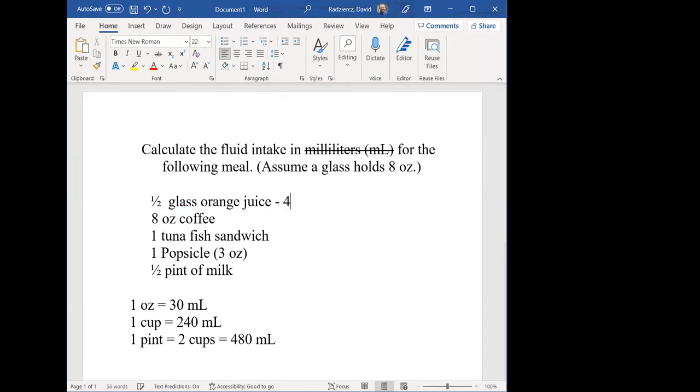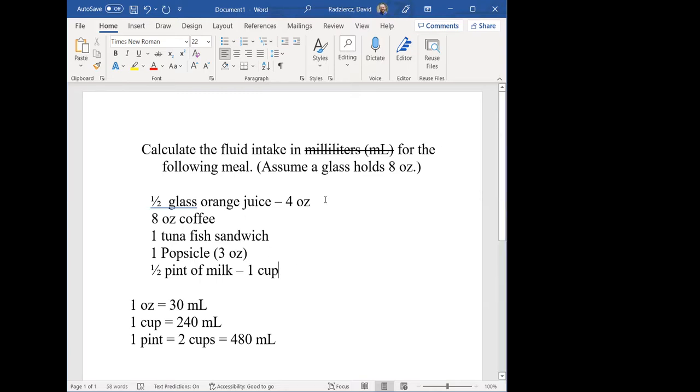And we know that this is 4 ounces of liquid. We know that this is 8 ounces. Tuna fish, we can say that's no ounces, right? So that's not liquid. Is a popsicle considered a liquid? What do you think? Yes. If instinctively you said yes, that would be the correct instinct because it's just frozen liquid, right? So it still counts. And then what is a half pint? Well, a half pint is 1 cup of milk. Okay. So this helps us break down what some of these are so we can make some calculations.